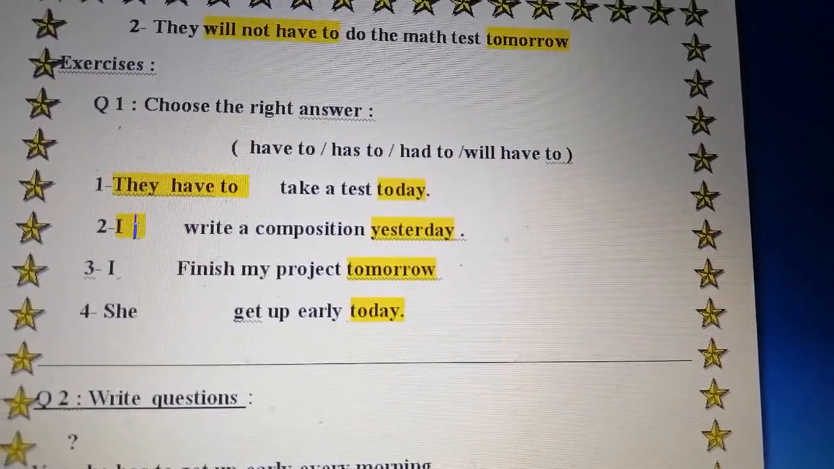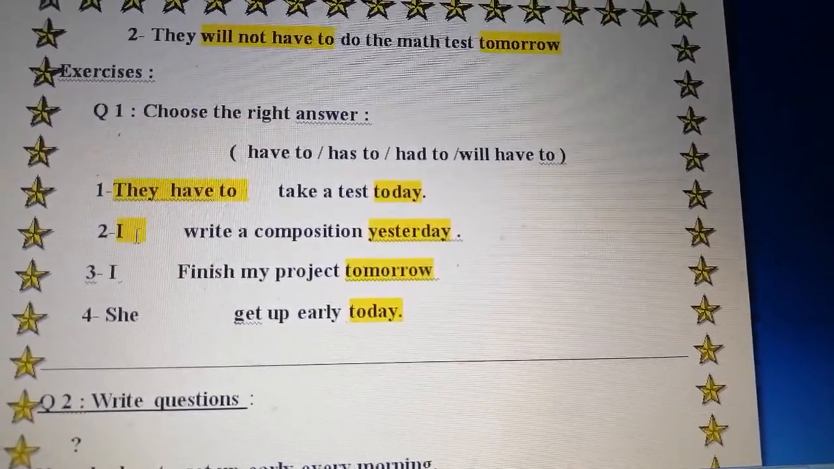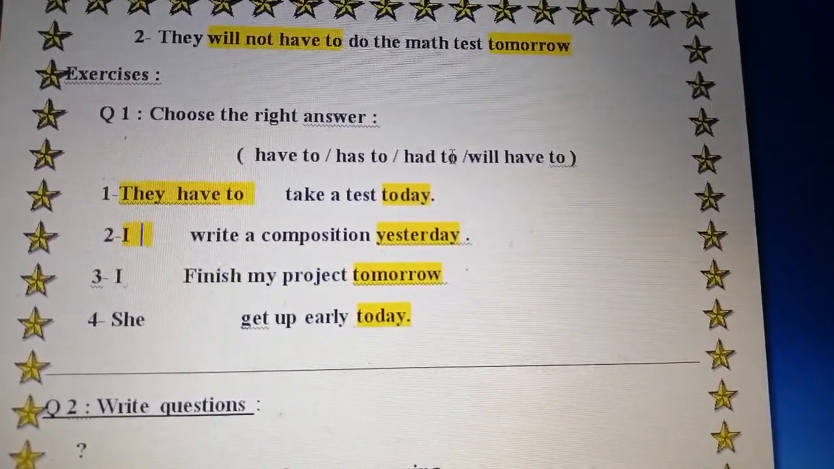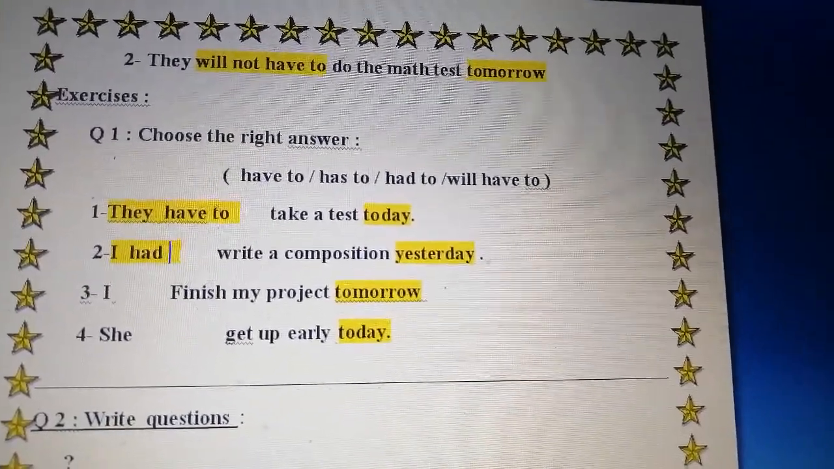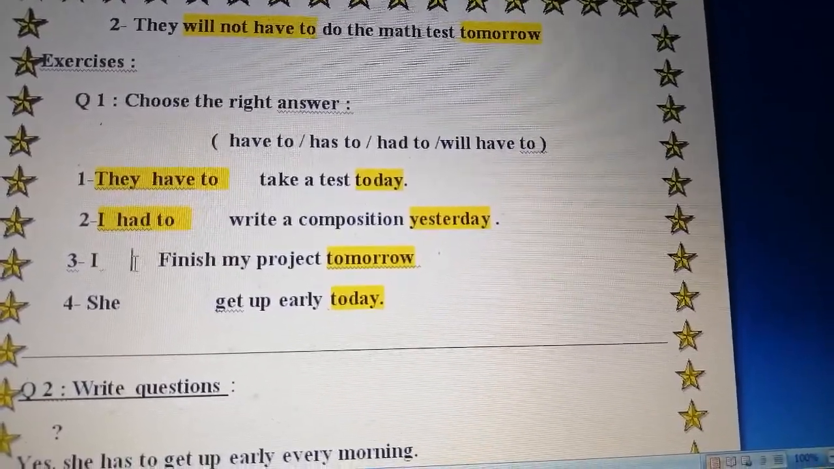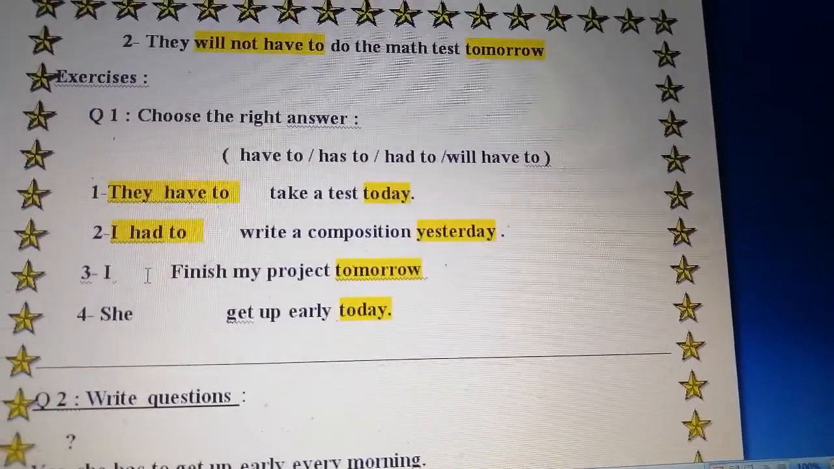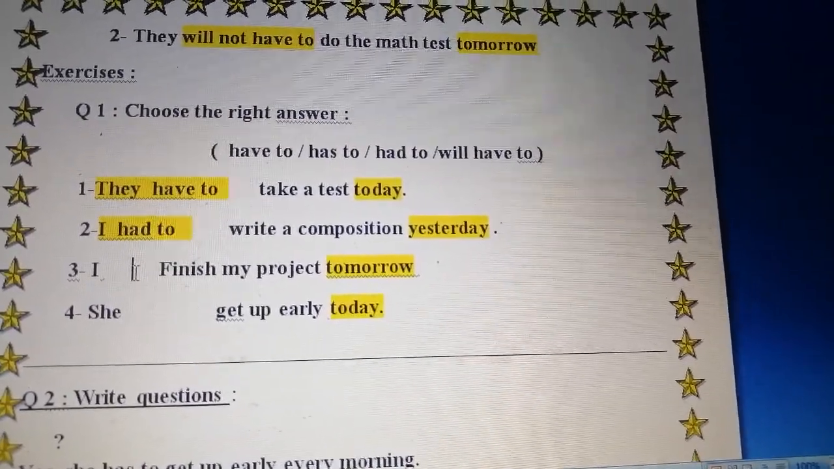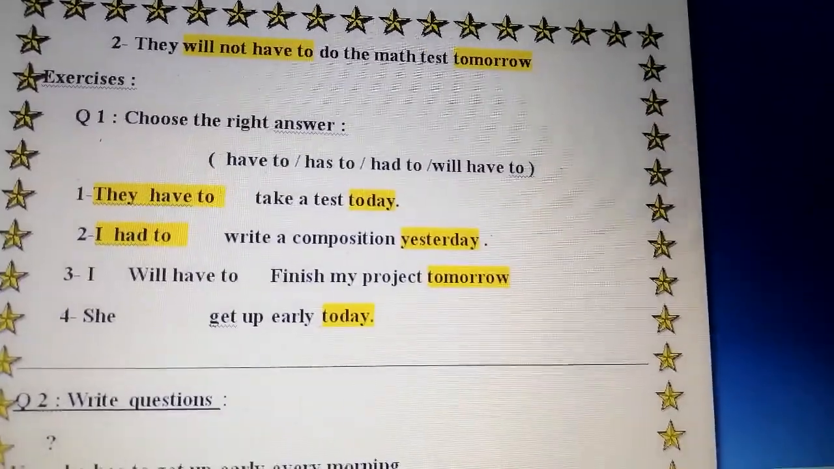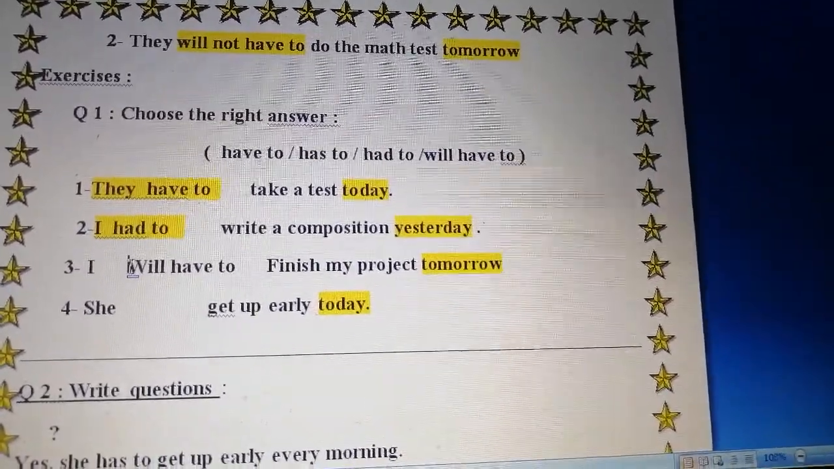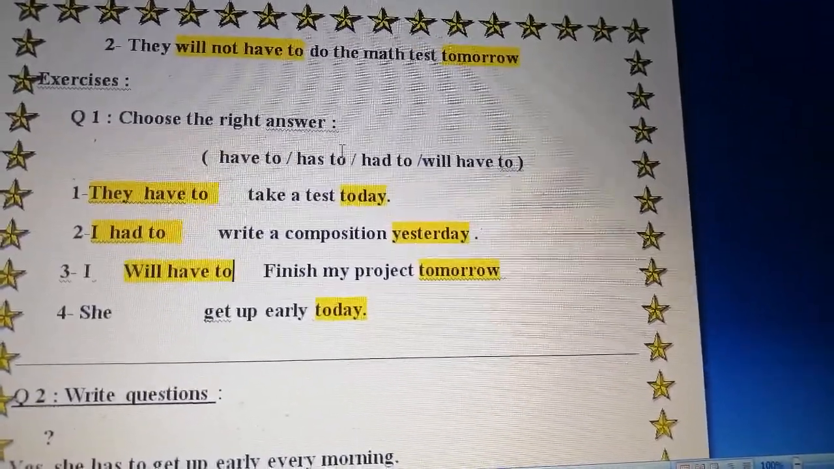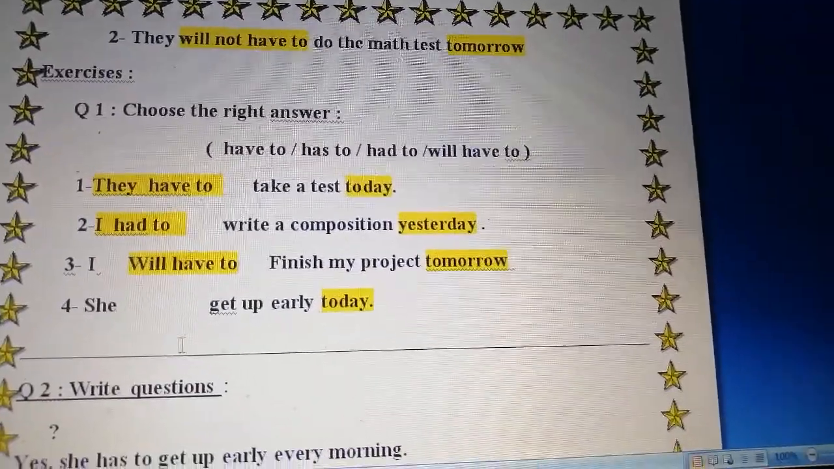Let's see the next: I write a composition yesterday. Yesterday, which tense am I talking about? Yes, excellent, past. Right away, without thinking: had to. Yes, excellent. Let's see the next: I finish my project tomorrow. The word tomorrow, which tense? Future. So what can I write here? Will have to. No thinking needed; these keywords are what indicate the tense. You must memorize the keywords: today for present, yesterday for past, tomorrow for future.